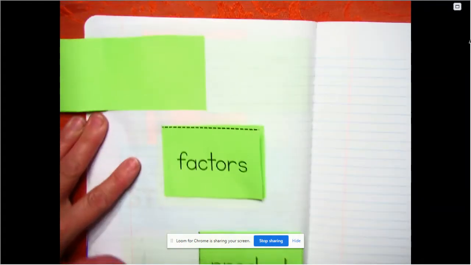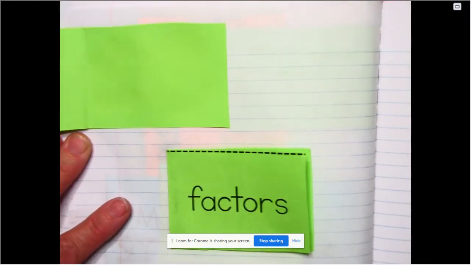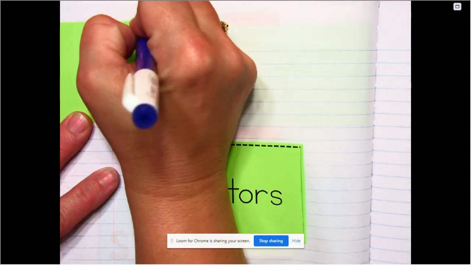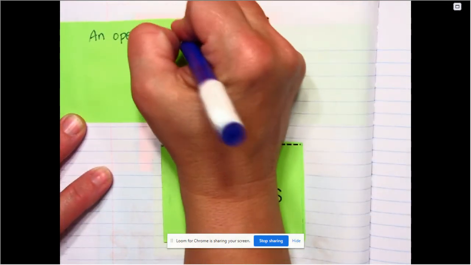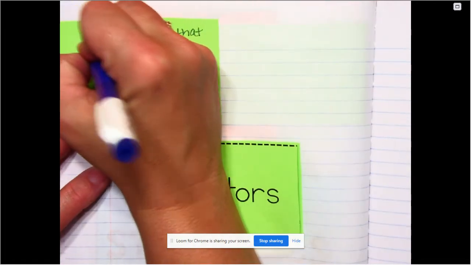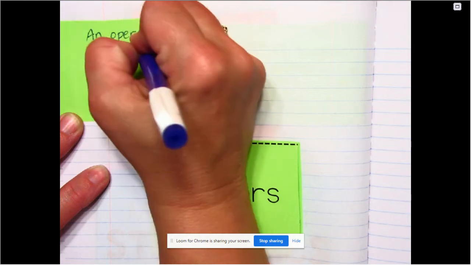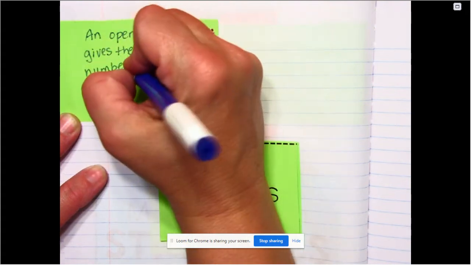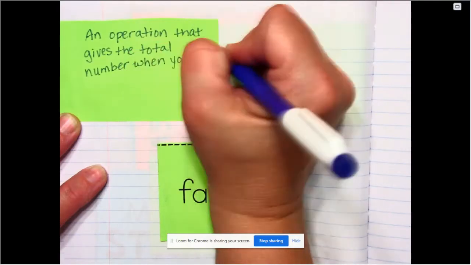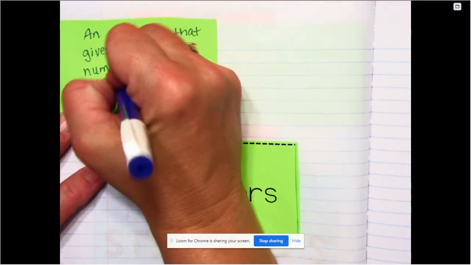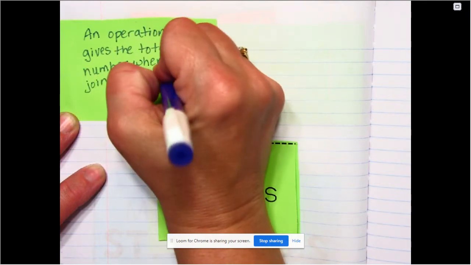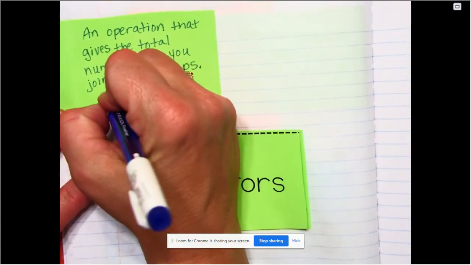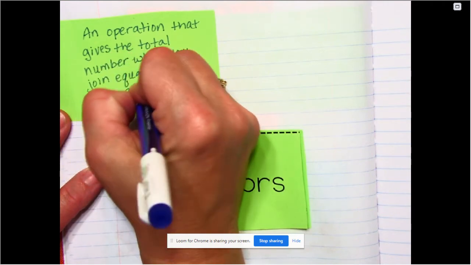Multiplication is, let's get close, you can see. An operation that gives the total number when you join equal groups. Okay? So 7 times 3 equals 21.